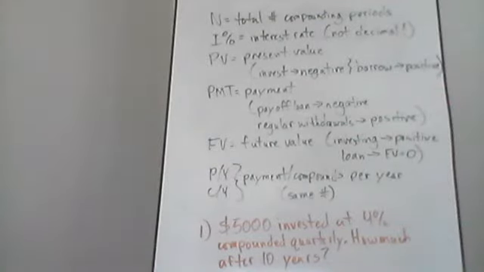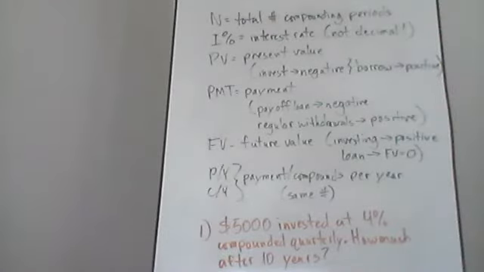The N stands for the total number of compounding periods. When you have compound interest, it's compounded a certain number of times per year, and then for a certain number of years. So N refers to the number of compounding periods per year times the number of years. That gives you the total number of compounding periods.